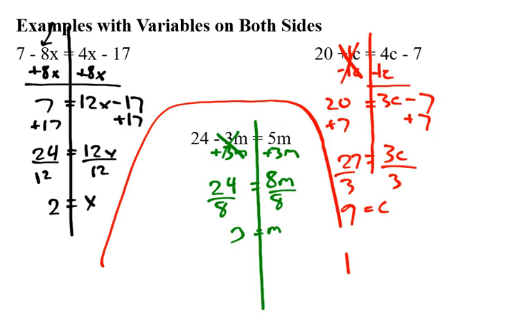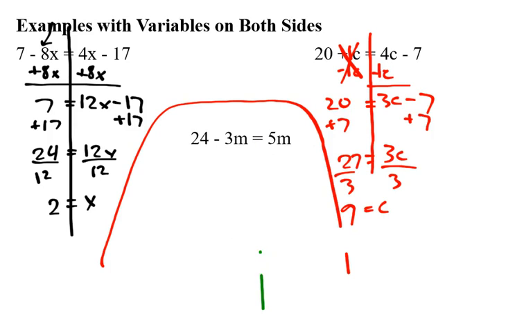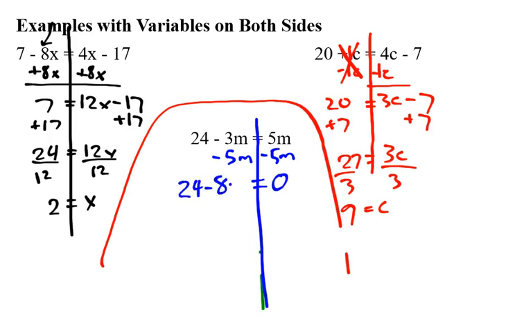Now that's one way to solve it. I'm going to show you one more way. I might have chosen to start by subtracting 5m. Let's say I like my variables on the left side. There's nothing wrong with that. But now you have to be a little bit careful. 5m minus 5m is 0 on the right. On the left we have 24 minus 8m. Now to get rid of the 24, we subtract 24, leaving us with negative 8m equals negative 24.